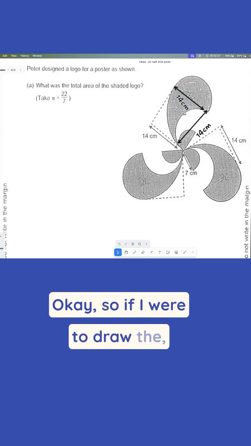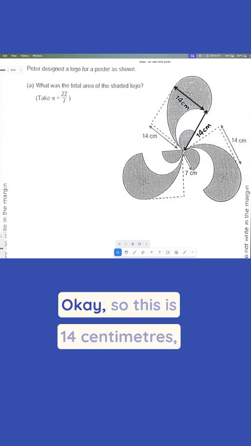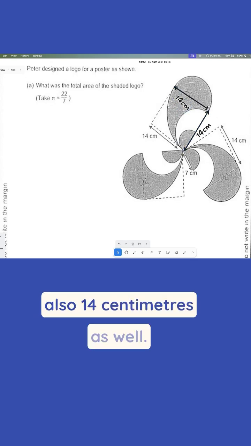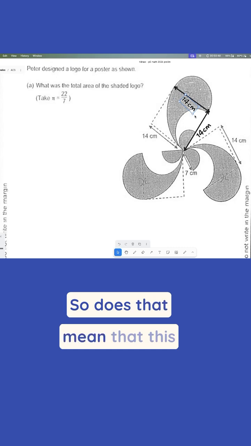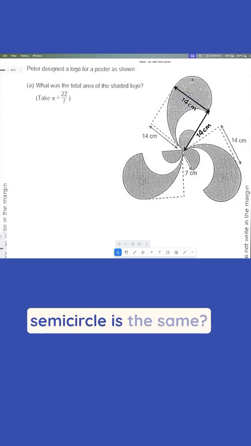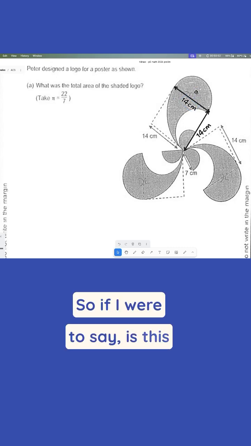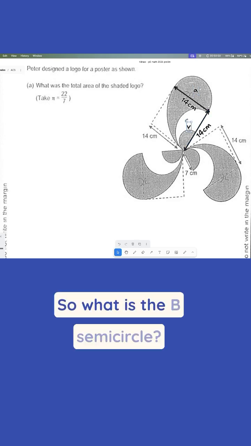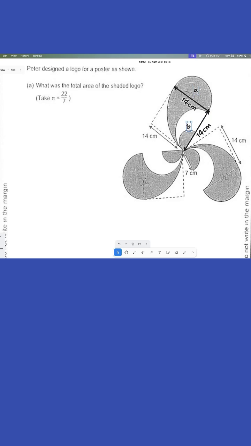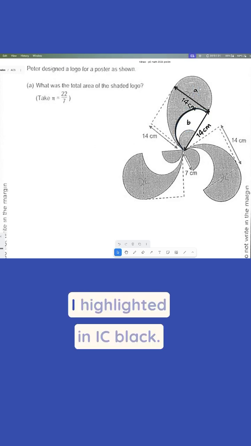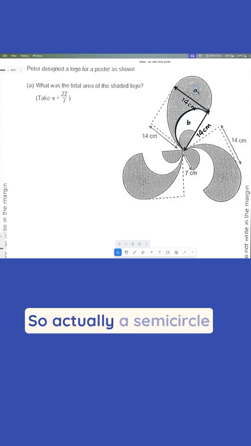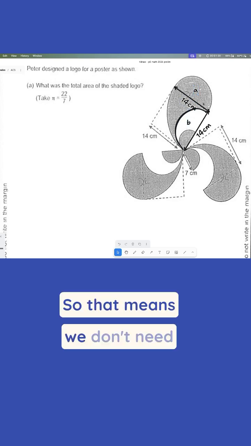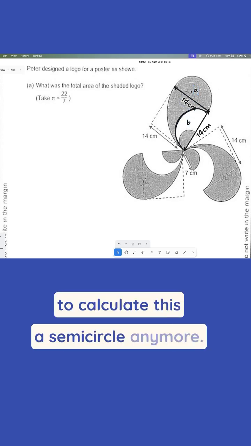So if I were to draw, let me draw like this. This is 14 centimeters and this semicircle is also 14 centimeters as well. So does that mean that this semicircle is the same? Is this A semicircle the same as B semicircle? What is the B semicircle? Not V, B. This B semicircle that I highlighted in black. So actually A semicircle and B semicircle are the same. That means we don't need to calculate this A semicircle anymore.